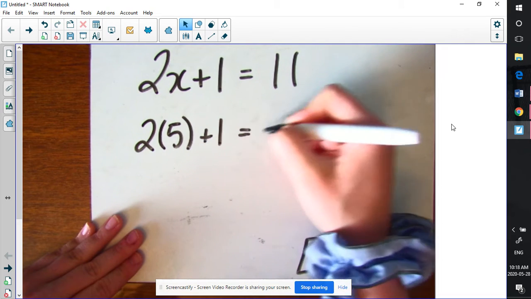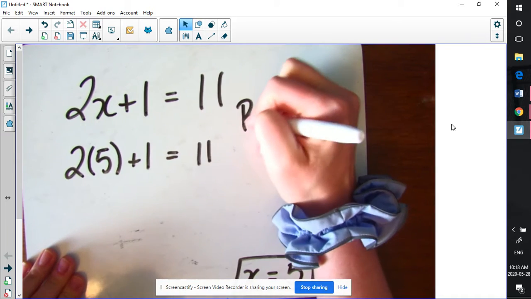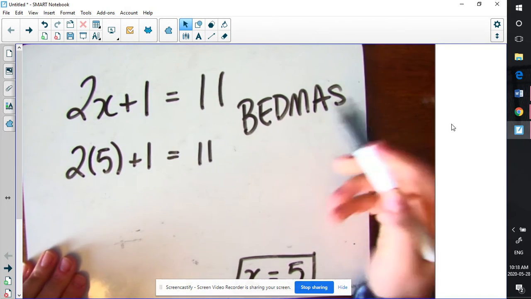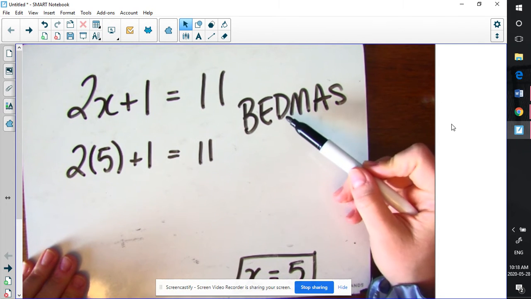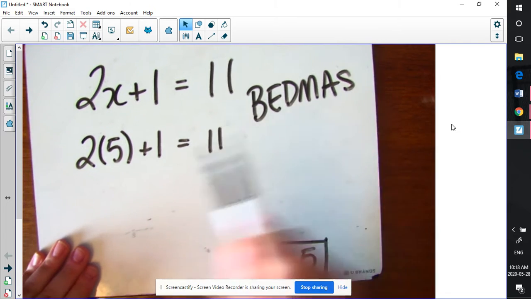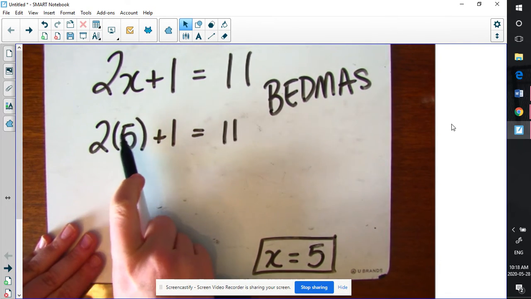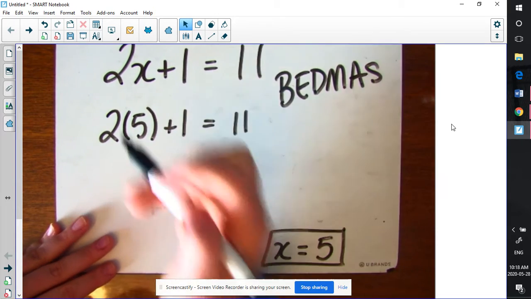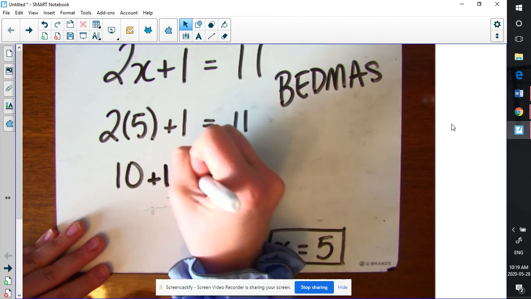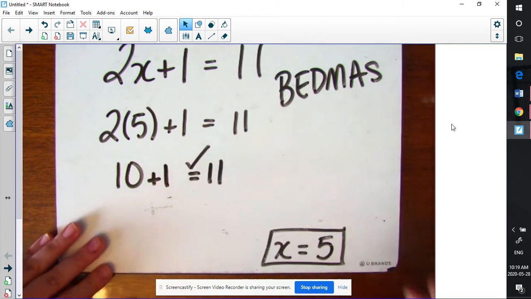Plus 1 equals 11. Now, we have to remember BEDMAS: brackets, exponents, division, multiplication, addition, subtraction. And we have to follow BEDMAS. So the first thing here is brackets. We have to do the 2 times 5 first. That gives me 10 plus 1 equals 11. 10 plus 1 is 11, so that means our answer is right.